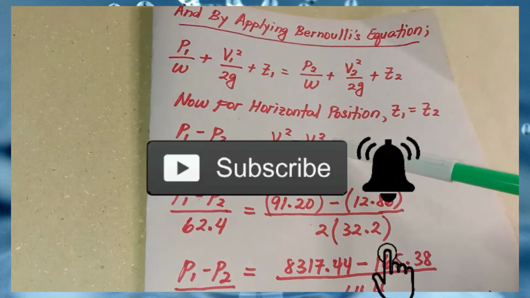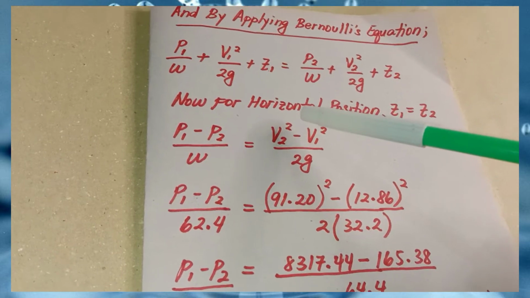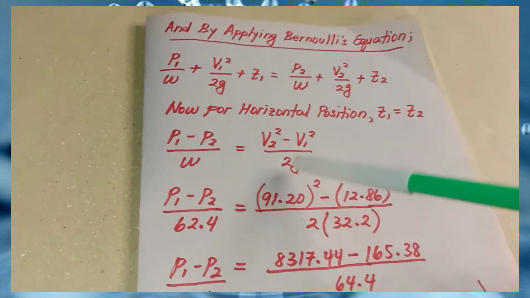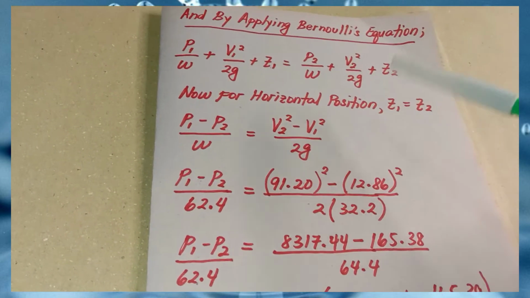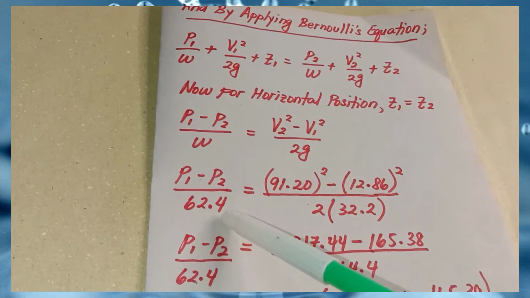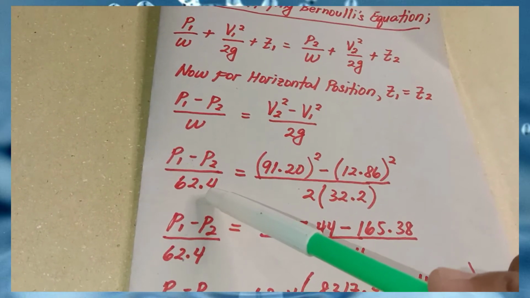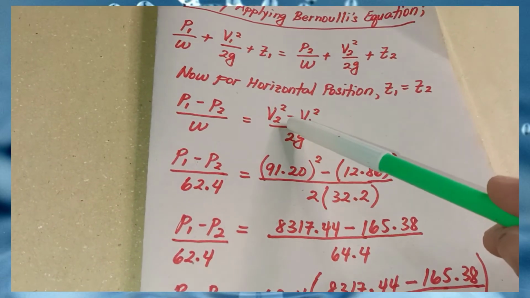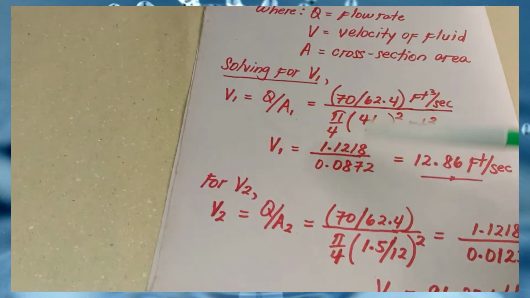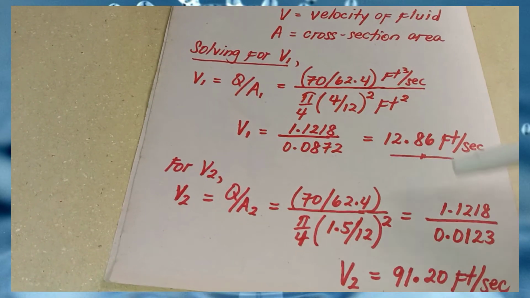is equal to the difference of the velocity, V2 squared minus V1 squared, meaning final velocity minus initial velocity, over twice the gravitational acceleration. So by substituting the values, the unit weight of water as a standard is 62.4 pounds per cubic feet. Okay, as you can see here guys, we substitute. And then we have already solved the final velocity. How much is our final velocity? As we solved earlier, we arrived at 91.2 feet per second, and the initial is 12.86.